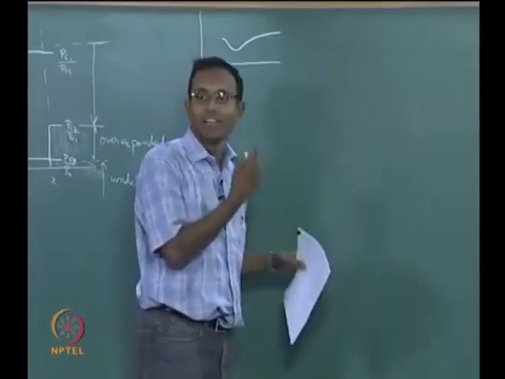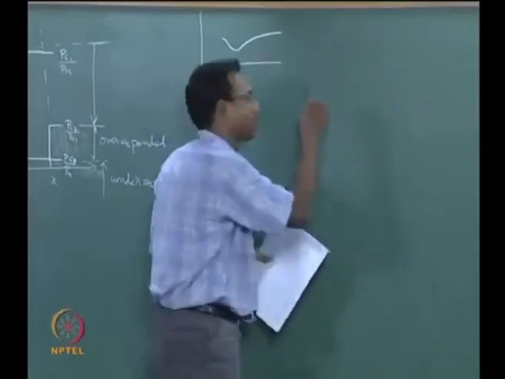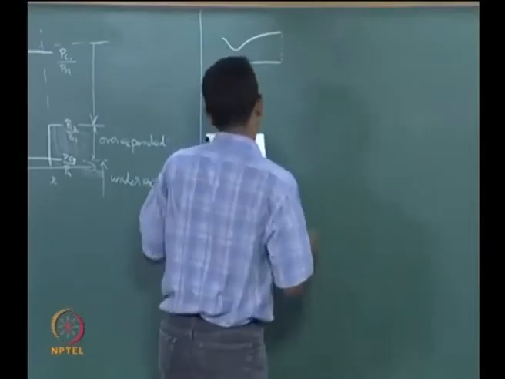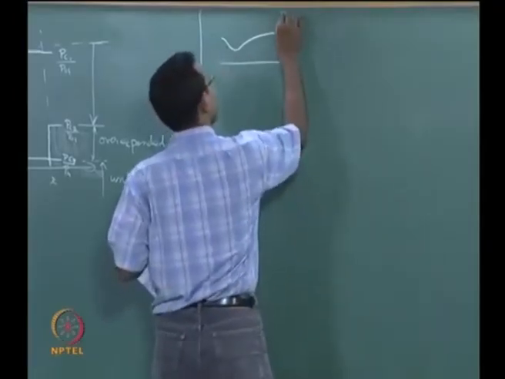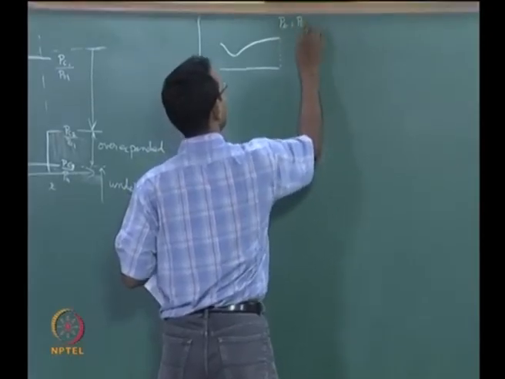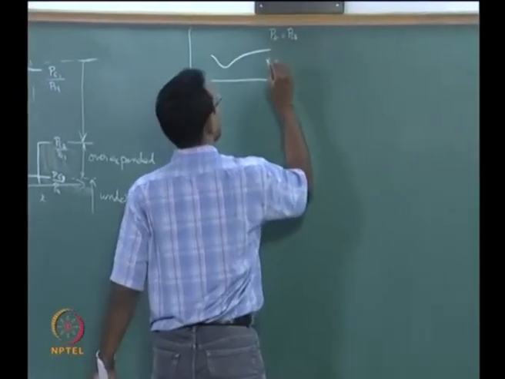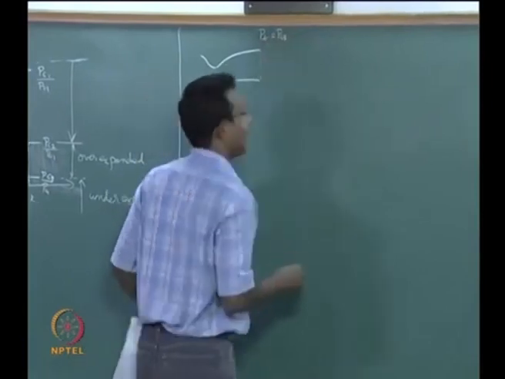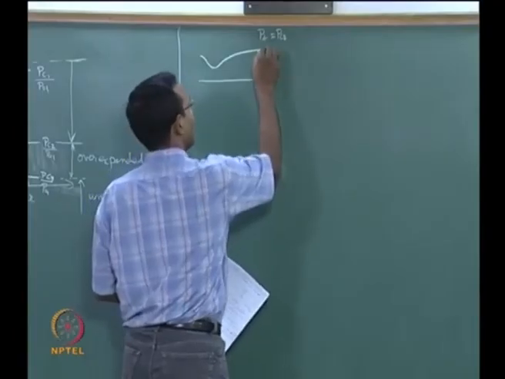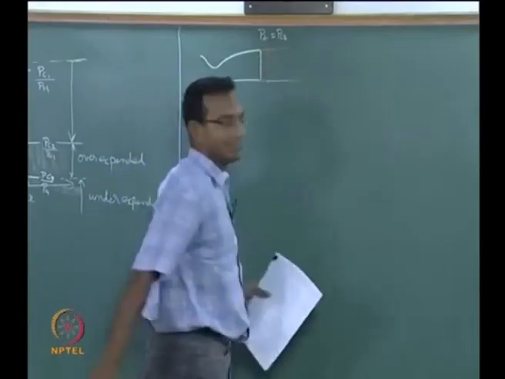We know we are solving it 1D, so I do not need to worry about shapes being symmetric or anything, it is just a 1D problem. This is my exit plane, and if my PB equals P critical 2, PC2, then what will I have? I will exactly have a shock at the exit and the flow will be just going straight.